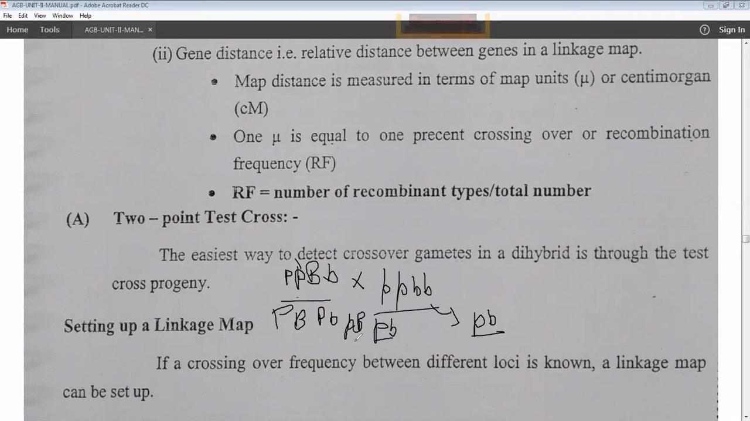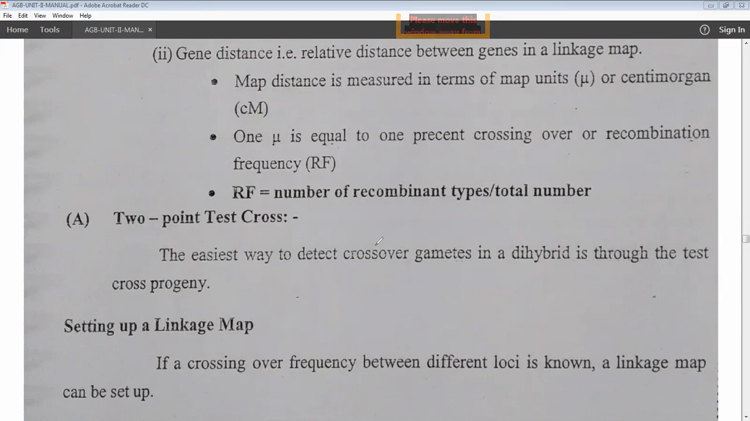P and small b. These are the four kinds of gametes. With that, we'll have four kinds of individuals with a 1:1:1:1 ratio in the F2 generation after the test cross. But with crossing over, this value changes from 1:1:1:1. So this is a deviation. That means if a deviation is there, then there are chances that linkage is there.